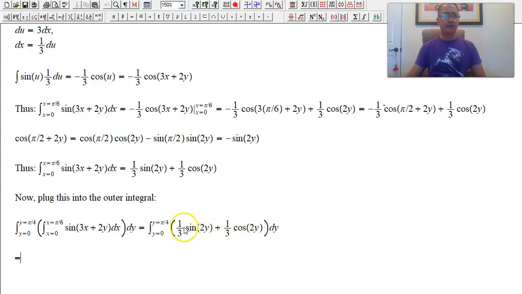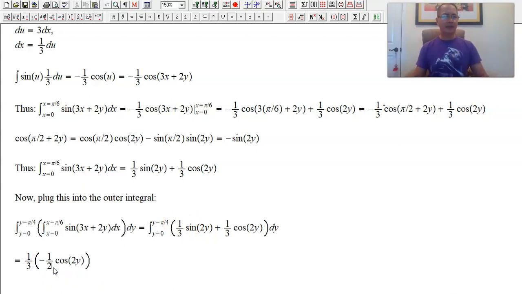Okay, so shall we? What's next then? We can factor out 1/3, of course. And what do we have? For sine of 2y, the antiderivative of sine is negative cosine. Okay. Negative cosine of 2y. And then for cosine 2y, we have a u substitution. So there's a 1/2.